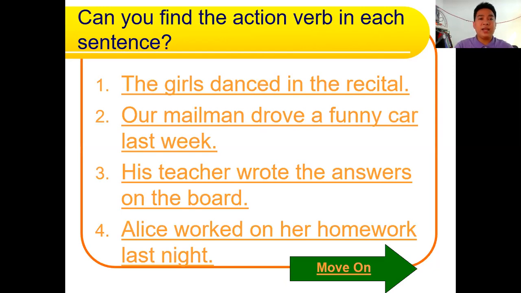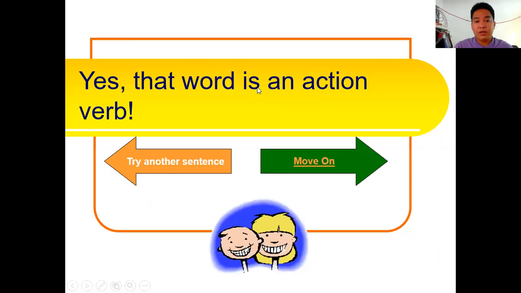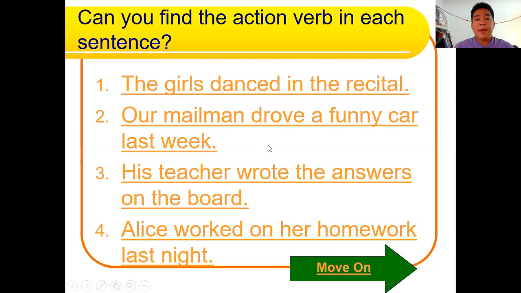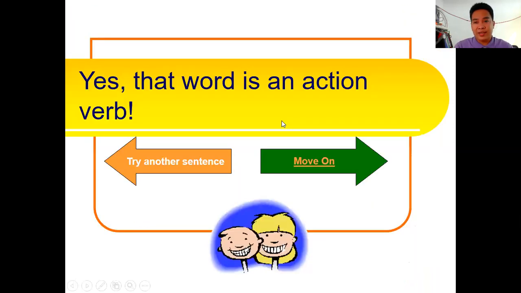Okay, so in this sentence, can you find the action verb? The girls dance in the recital. Okay, where is the action verb here? If your answer is dance, you are correct. Okay, so in number two, a mailman drove a funny car last week. Where is the action verb here? If your answer is drove, that's it. Your answer is correct.